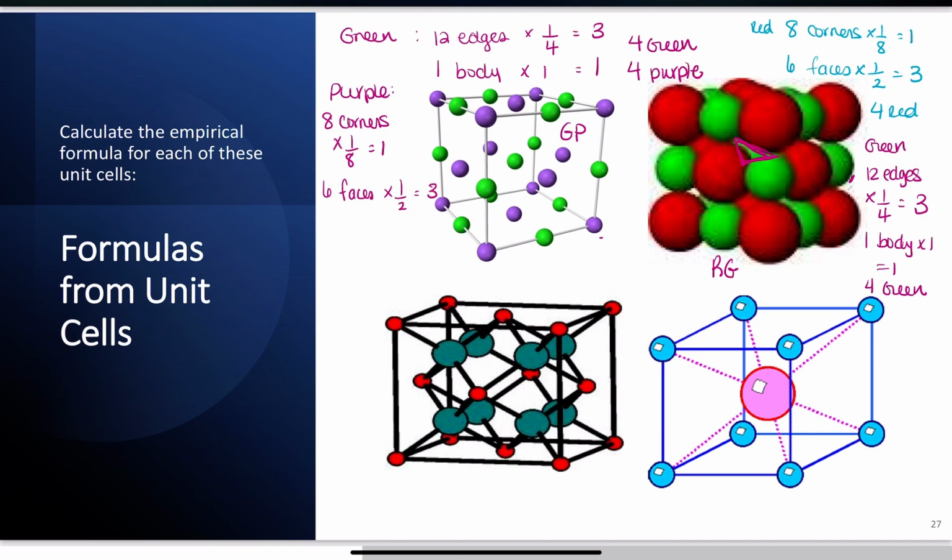When I look at this one here, we'll call this red-blue. When I look at my red, I see red at all of my corners. So I've got 8 corners.